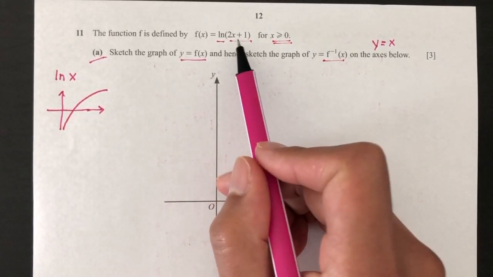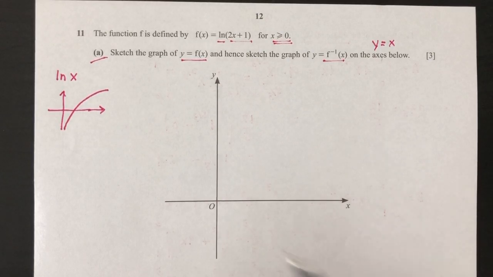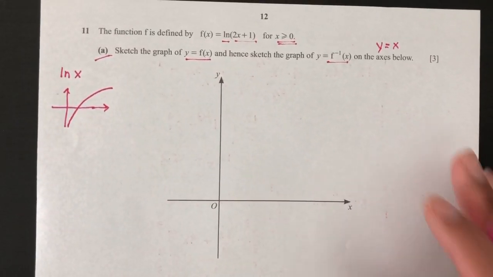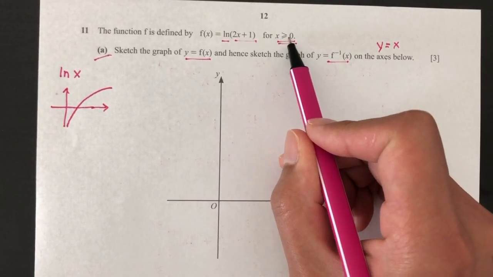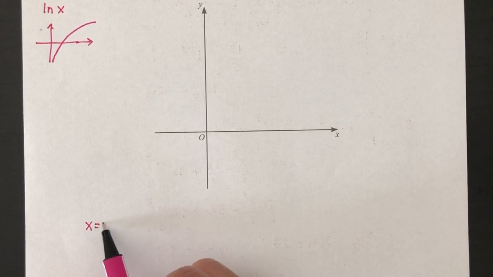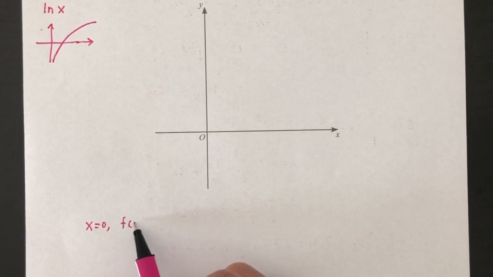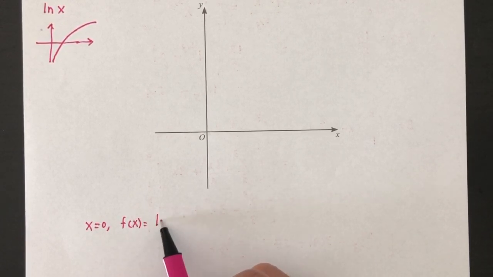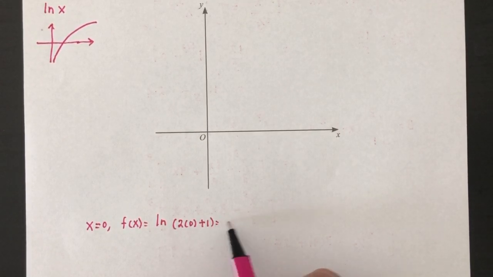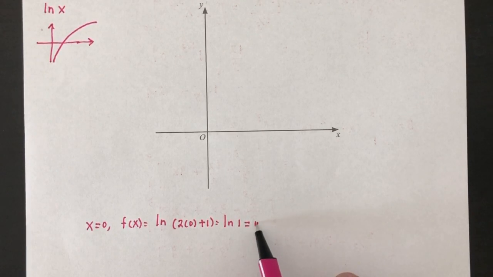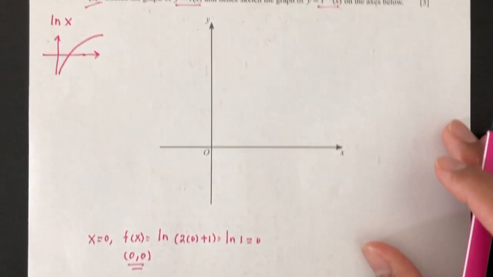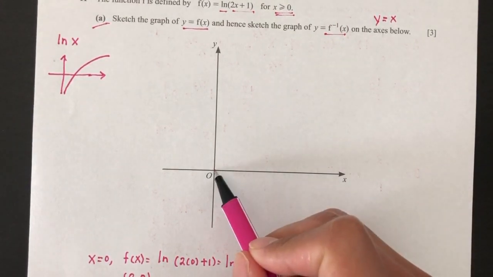But now we have 2x plus 1 inside. So let's see if it touches the x-axis or the y-axis. As you can see, the value of x is equal to 0 as well. So let's find out. If x equal to 0, what is the value of f(x)? It will be ln(2 times 0 plus 1). That will be ln 1, which is 0. So the value is 0. So your curve starts at the point (0, 0).